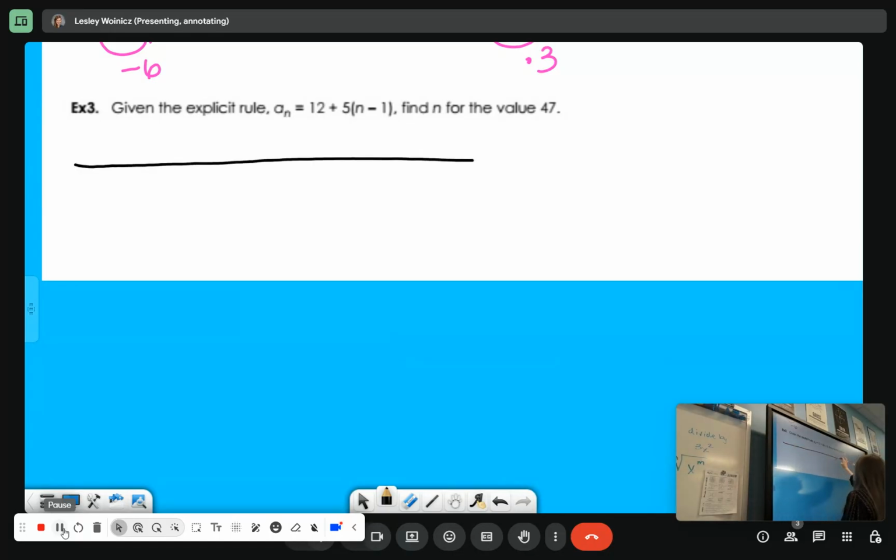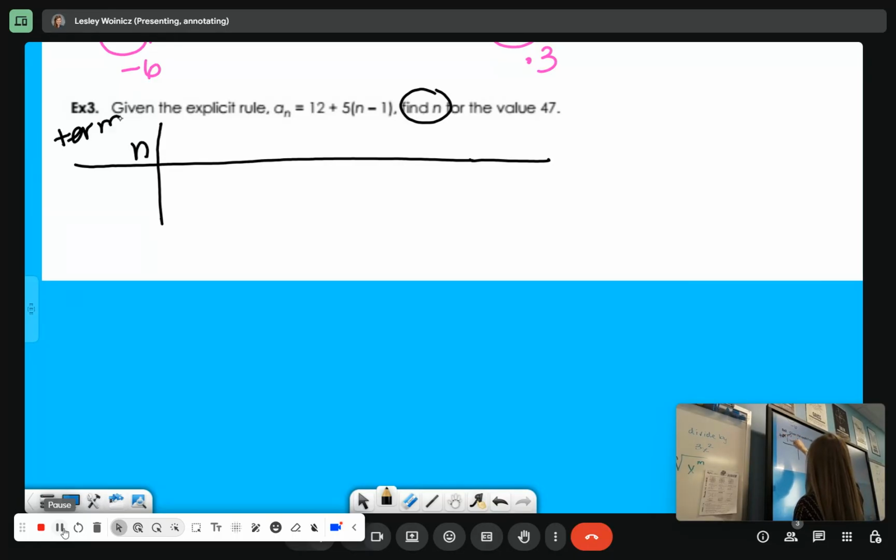Okay. So, I'm trying to find n. So I need to make a table where I have my n's, which are my term numbers, and my a sub n's, which are my actual terms. Okay, does somebody tell me what my term 1 is? Did someone say 12, or am I hearing things? Okay, you said 12. Okay, I've got a tiny 12.